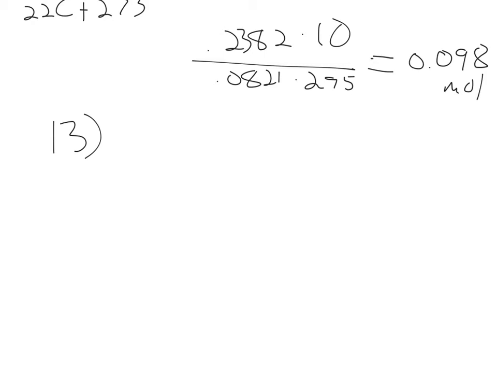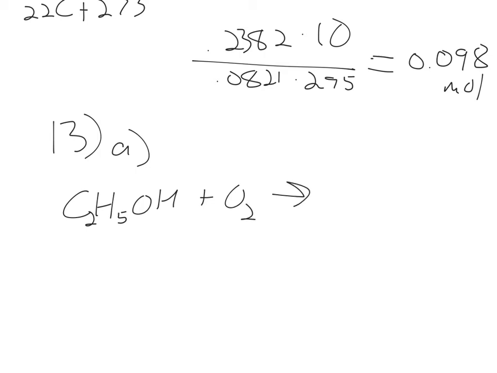Ooh. This is a rough one. Okay, but they break it into parts. A, write a balanced chemical equation for the combustion of ethanol. Remember, combustion is reacting with oxygen. So we have ethanol, C2H5OH plus O2 turns into CO2 and H2O.